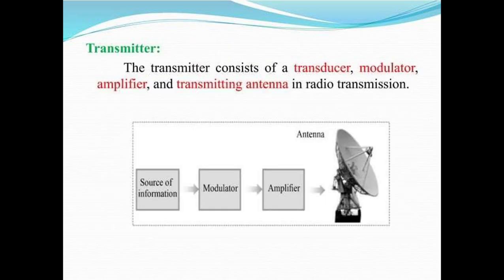First one is the transmitter. The transmitter consists of transducer, modulator, amplifier, and transmitting antenna in radio transmission. First one is a source of information, and then a modulation technique is used to increase the signal strength. This is called modulation. Next, the carrier signal and the original message signal are combined and transmitted through the amplifier. The amplifier is used to amplify the signal, and then finally the antenna is acting as a transmitter. This is the transmitter part.